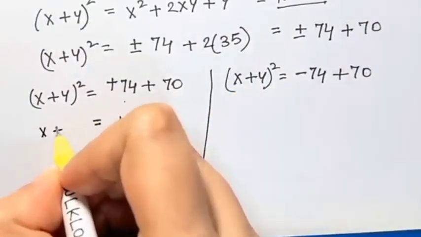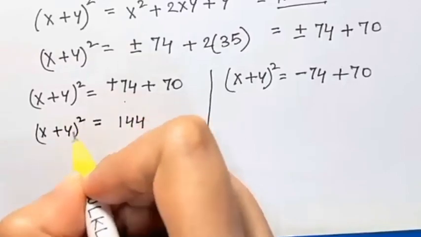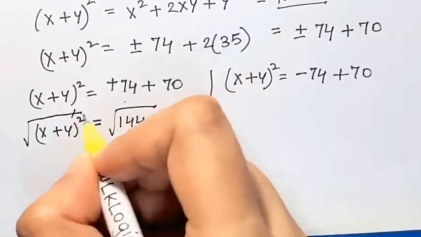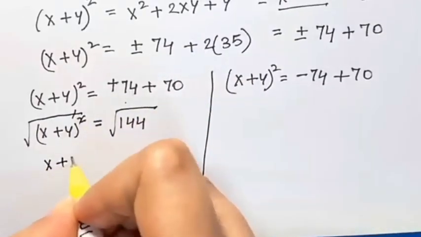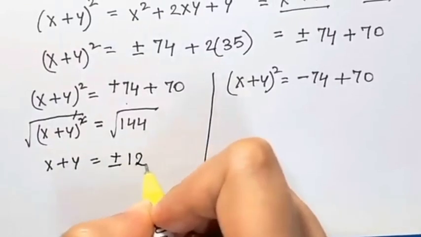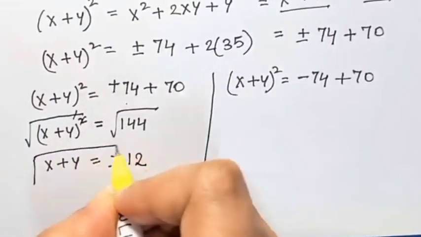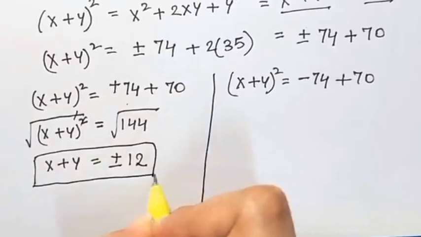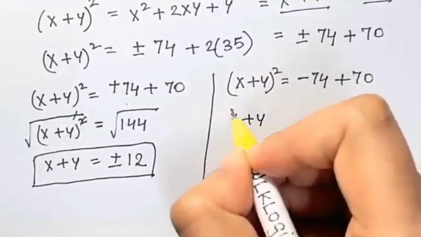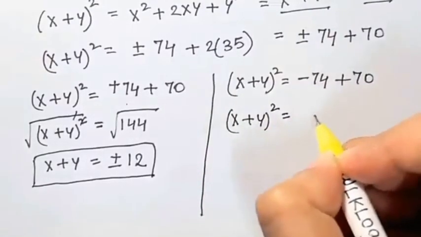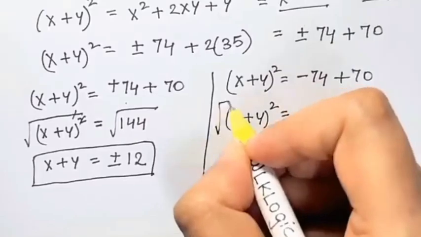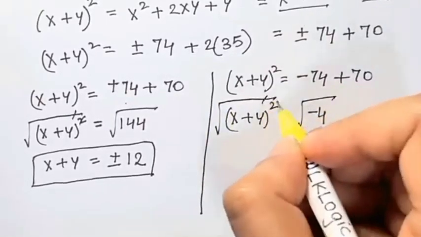Here I have (x + y)². Taking the square root on both sides, this cancels. x + y is equal to the square root of 144, which is plus or minus 12. So I've got one value of x + y here. And then let me find out this one. (x + y)² is equal to negative 4. If I take the square root on both sides, this and this get cancelled.